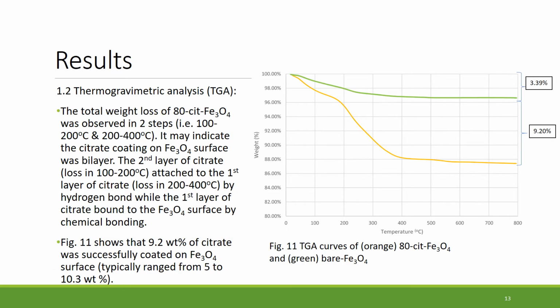While for the TGA, you can see that about 2 layers of citrate have been found, 1 layer just by hydrogen bond, that means the outer layer, while the inner layer is bound with the magnetite surface. Then by the calculation, the citrate amount is about 9% per weight of the magnetite.